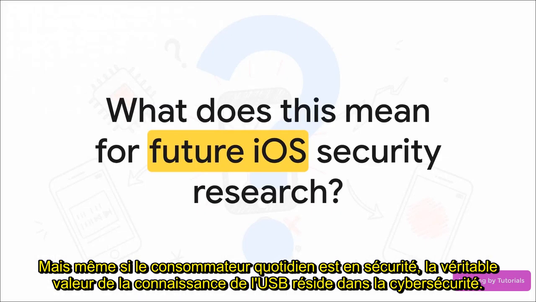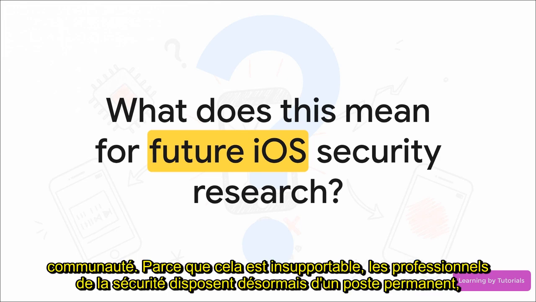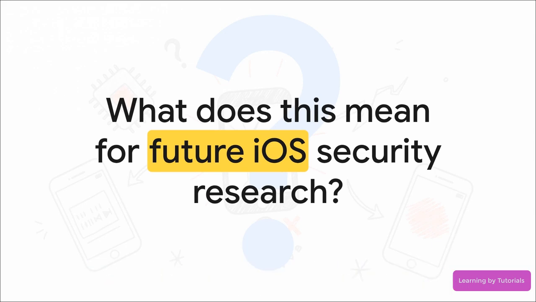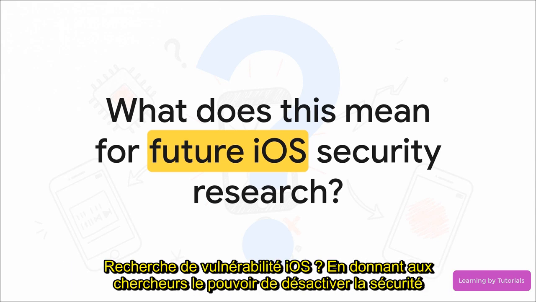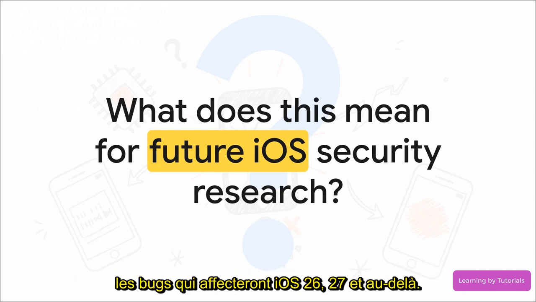But while the everyday consumer is safe, the real value of USB Literate is for the cybersecurity community. Because this is unpatchable, security professionals now have a permanent, deeply privileged platform on A12 and A13 devices to hunt for brand new vulnerabilities. So I'll leave you with this final thought. How will this permanent, unpatchable backdoor supercharge the next generation of deep iOS vulnerability research? By giving researchers the power to disable security mitigations right at the source, we might just be looking at the launchpad for discovering the bugs that will impact iOS 26, 27, and beyond.